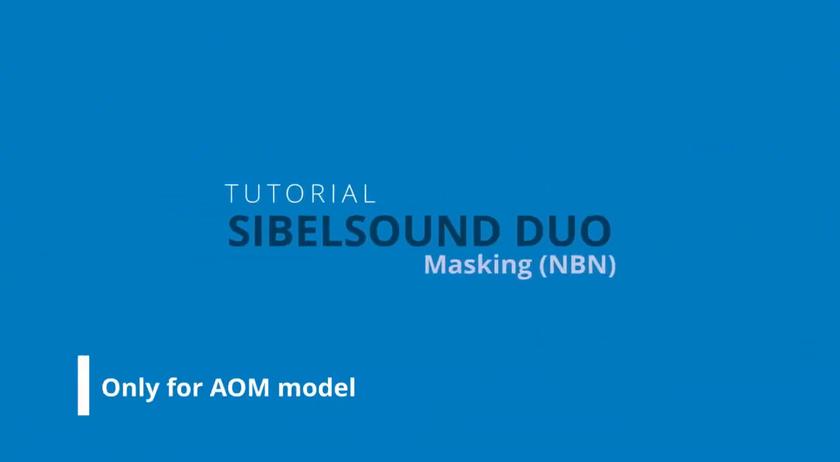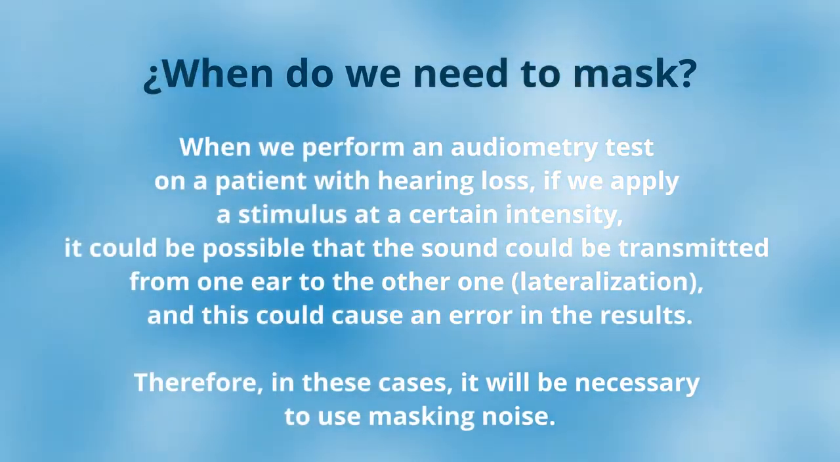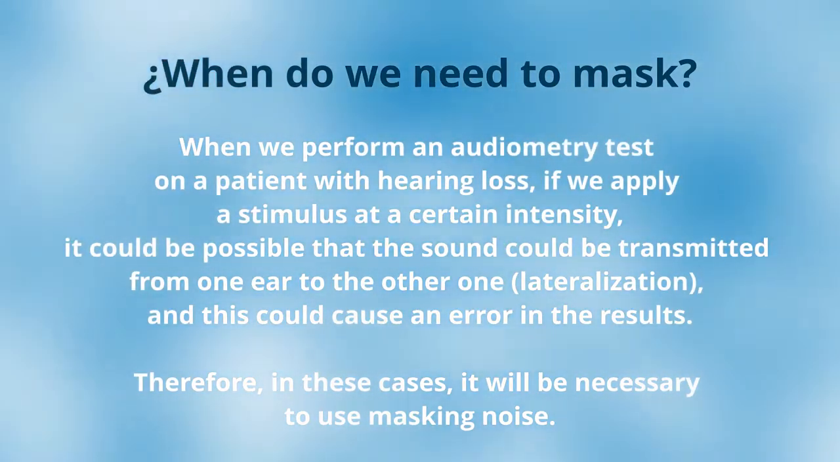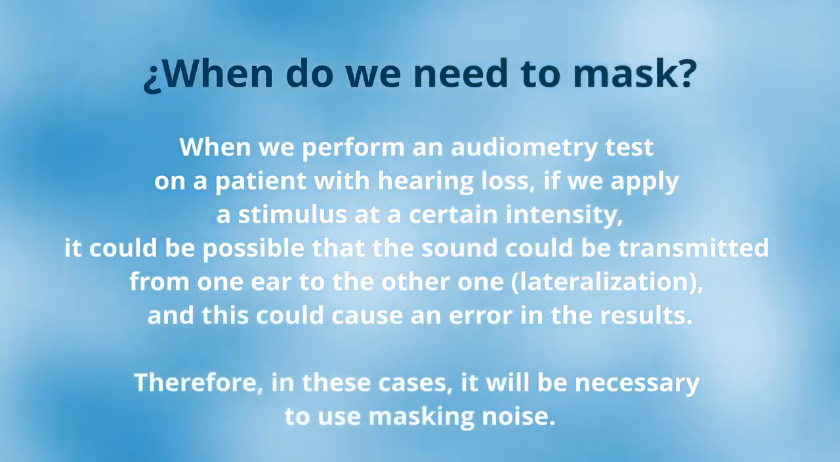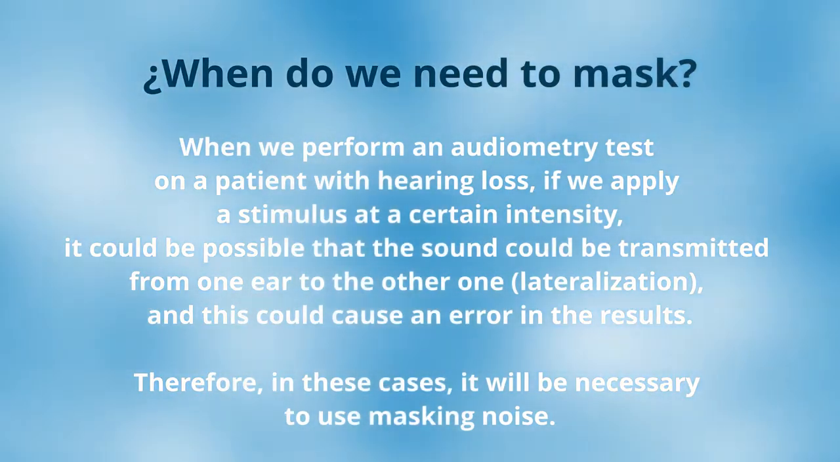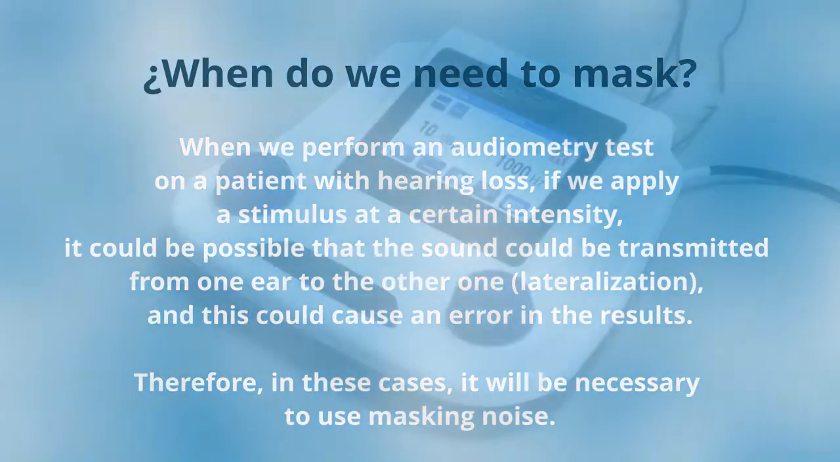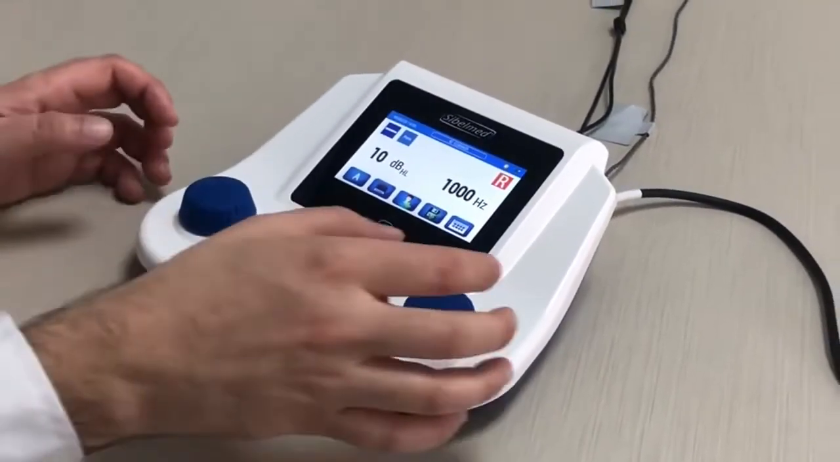Let's start a test using the masking. When we perform an audiometry test on a patient with hearing loss, if we apply a stimulus at a certain intensity, it could be possible that the sound could be transmitted from one ear to the other one. This is called lateralization, and this could cause an error in the results. Therefore, in these cases it will be necessary to use the masking noise.